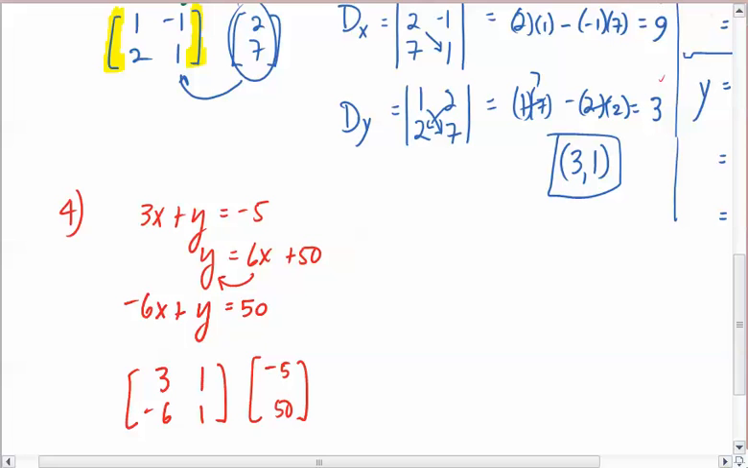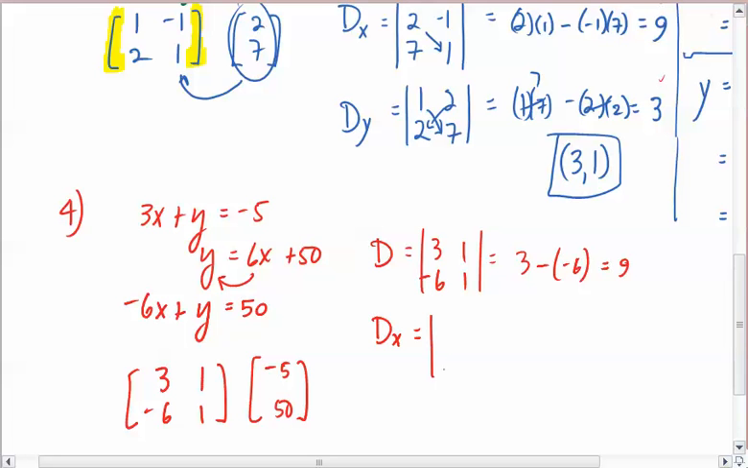Let's go ahead and get our determinant for the coefficient. So that's 3, 1, 1, and negative 6. Remember, this one, nothing changes. So that's 3 minus negative 6. That's going to give me 9. Now we're going to get the one where we substitute in for the x column. So I'm going to put negative 5, 50. And I'm going to go ahead and write the rest of the matrix as I see it. So negative 5 minus 50 is negative 55.